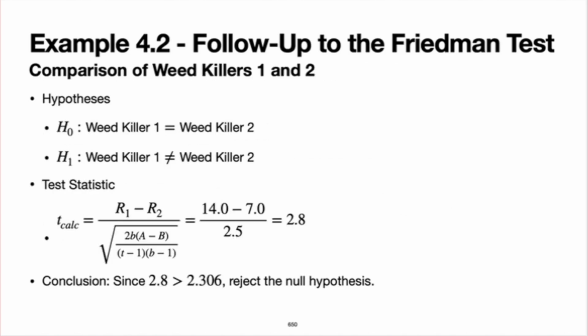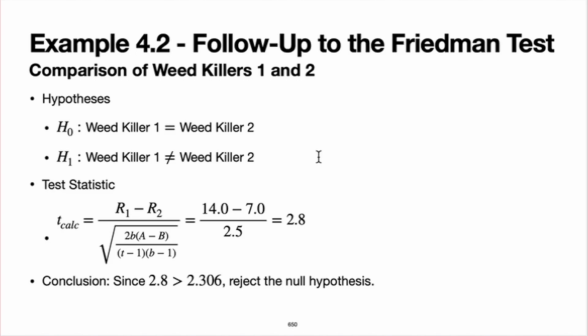So we want to compare first weed killers 1 and 2. And so these are the hypotheses that we're testing. And notice that I've expressed them in terms of weed killer, so weed killer 1 and weed killer 2 being the same, being the null hypothesis, against the alternative hypothesis that the 2 weed killers are not the same. And we know that what this really means is that they're not the same in terms of their effectiveness.